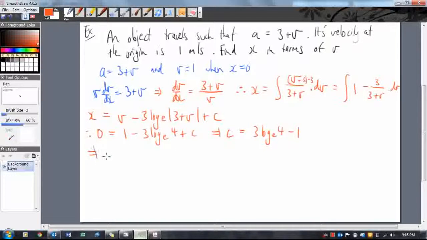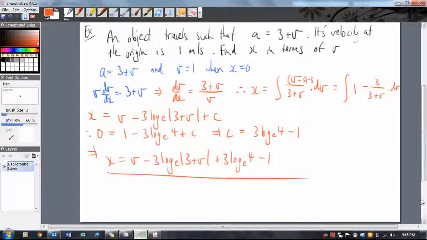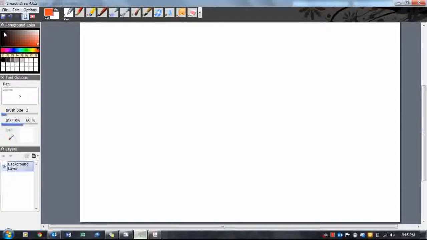So therefore, our function x is equal to v minus 3 log e modulus of 3 plus v, plus 3 log e 4 minus 1. There is your function. Okay, so you can sort of see why it works, and it might be more intuitive to you, but they can get a little confusing. I've developed those guidelines to work. I've never found those guidelines not to work.